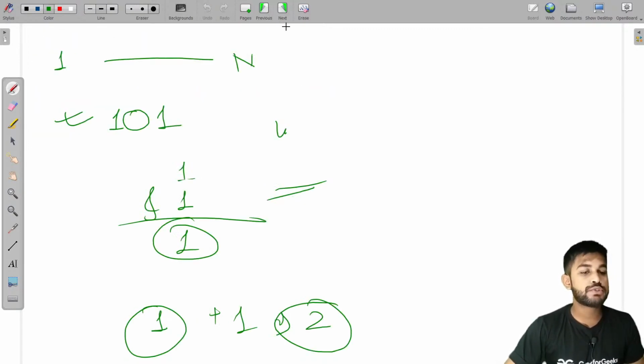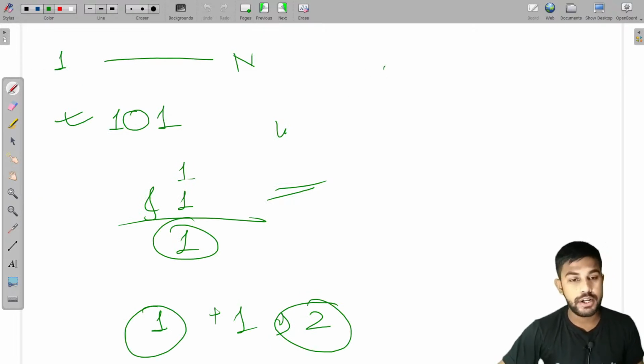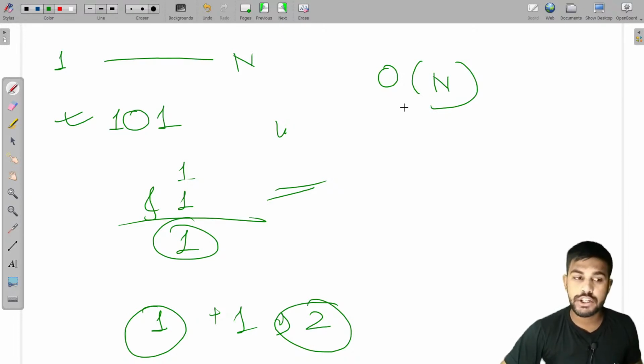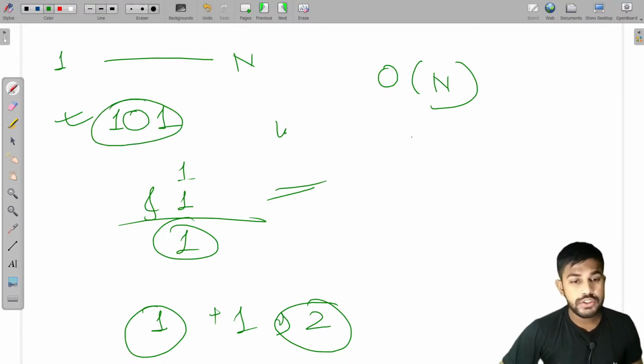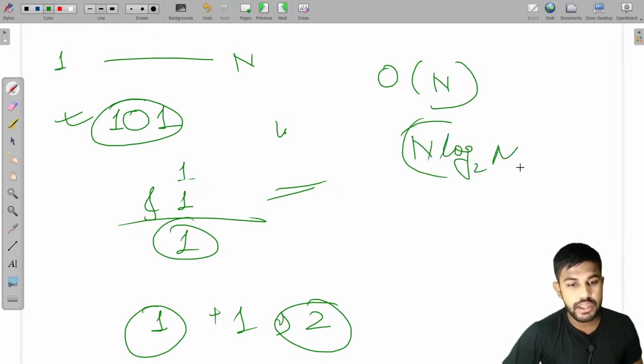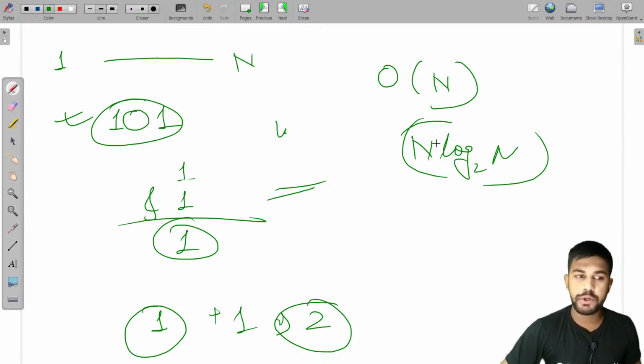Now this would take an order of big O of n log n. Why? Because we are iterating over each of the numbers, and for each of the numbers we are doing log n work, so n log n itself. So this is how we can proceed.